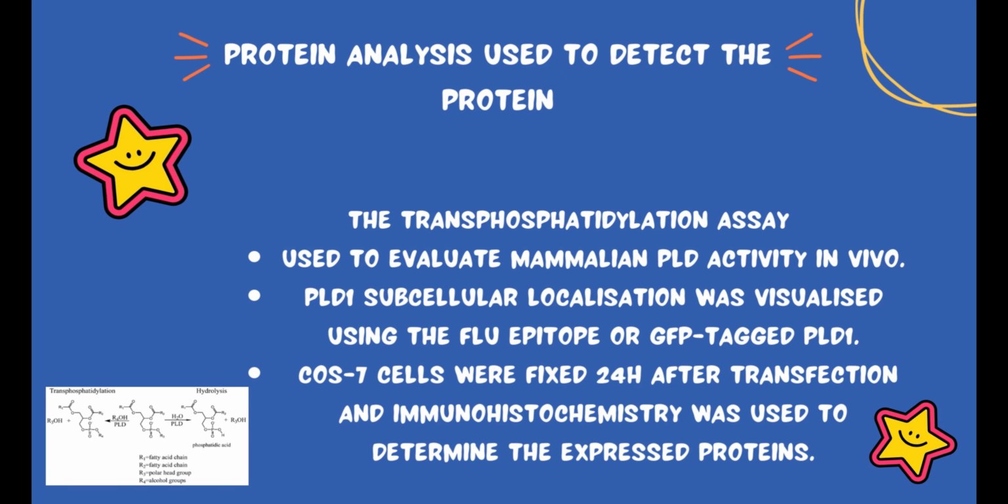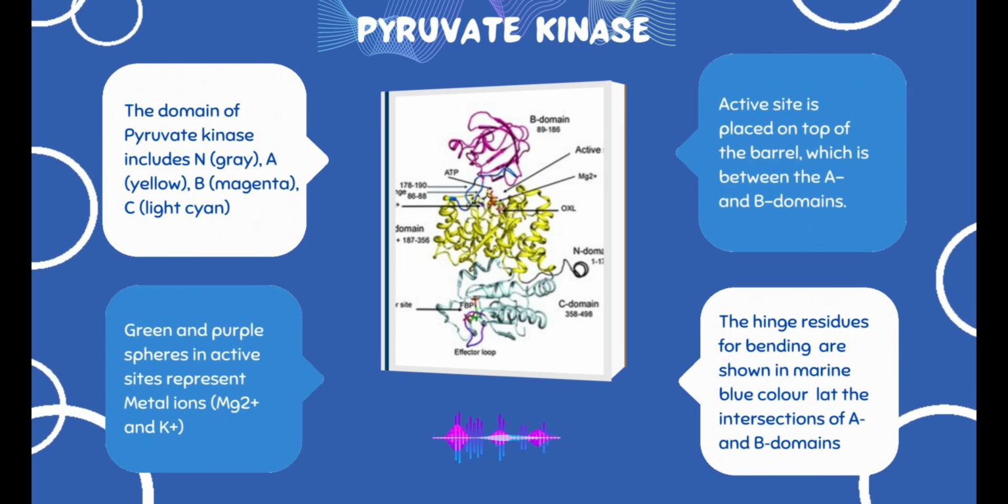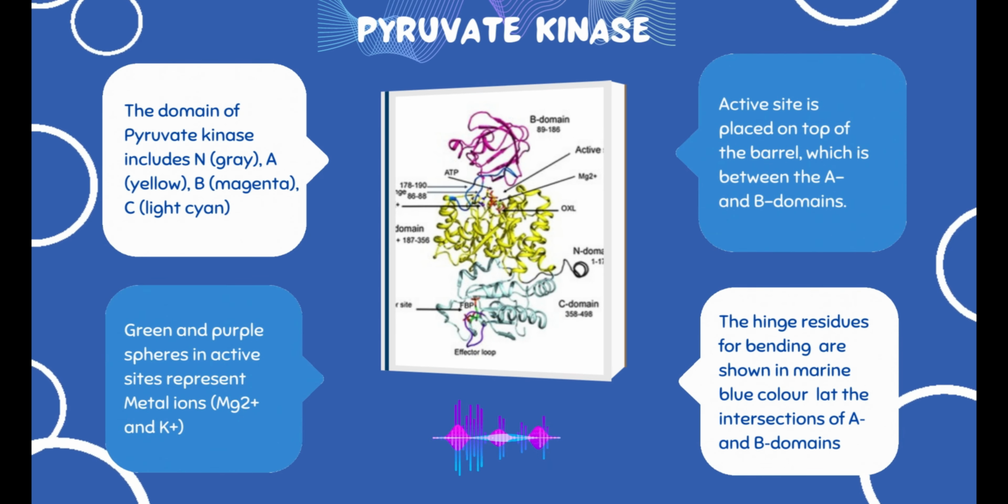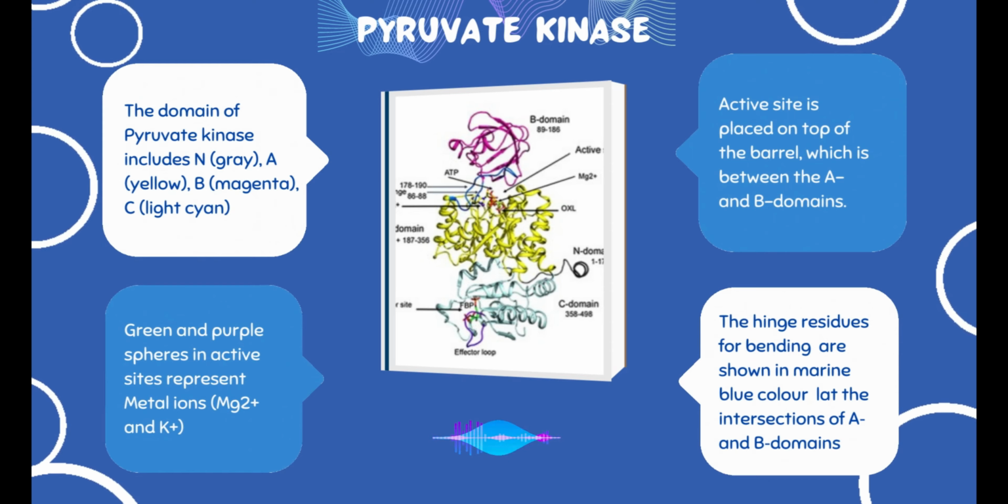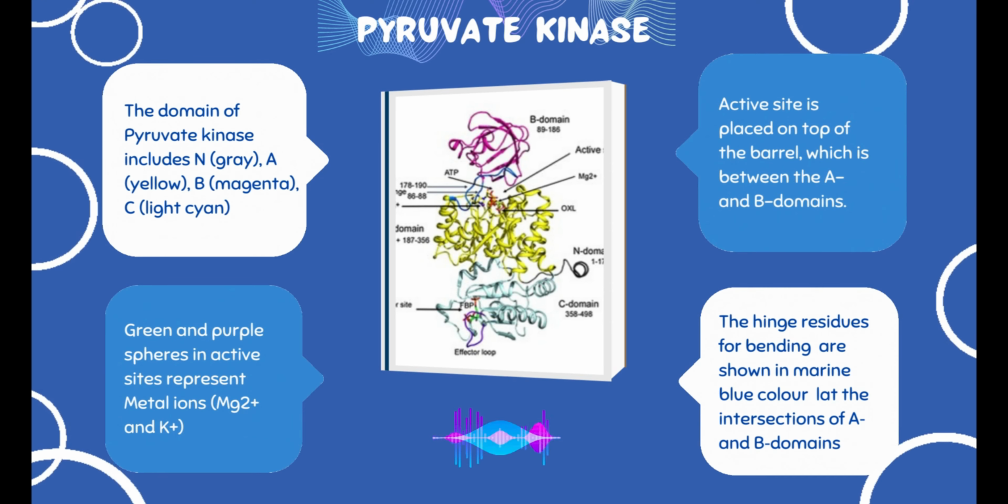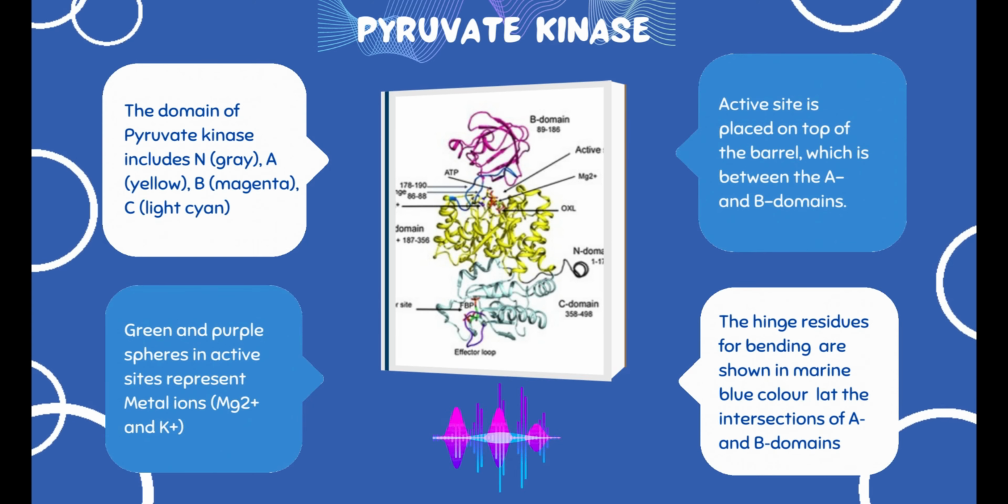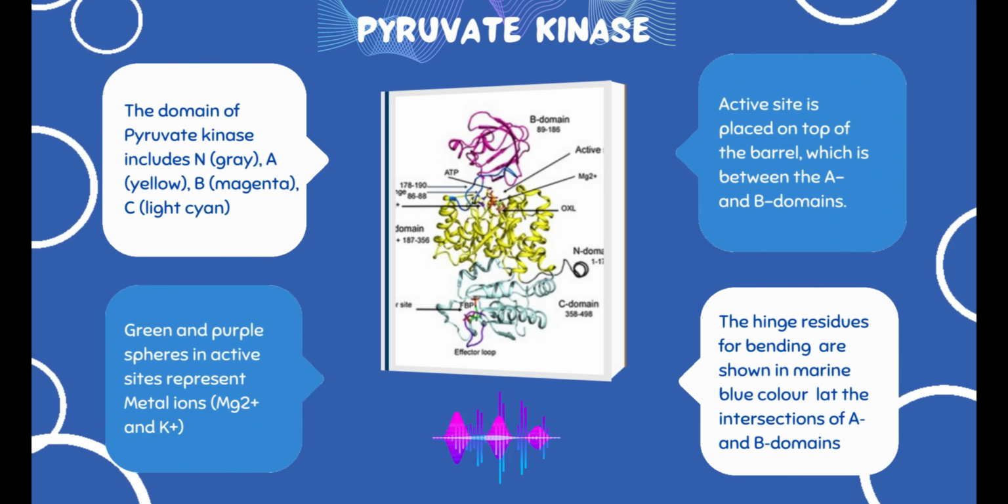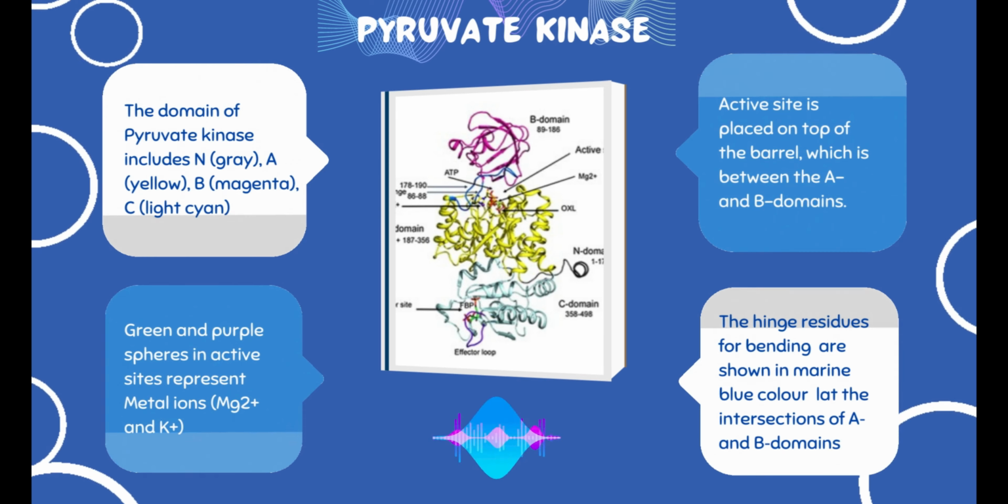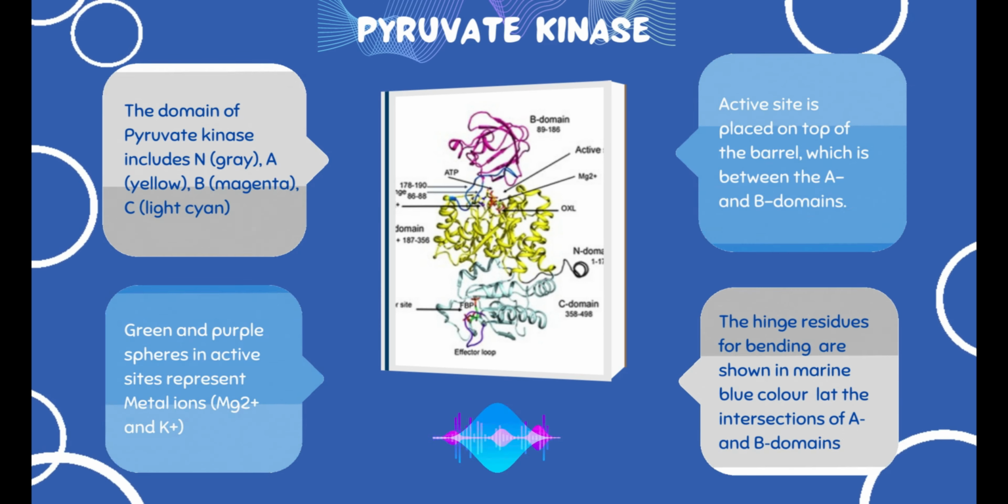As for the protein analysis used to detect the protein, it is the transphosphatidylation assay, which is used to evaluate mammalian PLD activity in vivo. Next, we will move on to pyruvate kinase. The diagram shows the domain organization of pyruvate kinase, which consists of A, B, C, and N domains, where the N domain is an extra N-terminal alpha helical domain that can be found in some eukaryotes. The active site can be found in between domains A and B. These two domains work together to create an enzyme active site and catalyze a reaction.